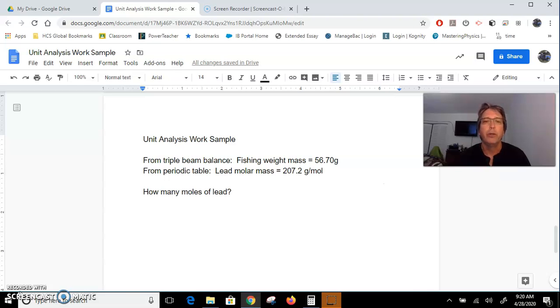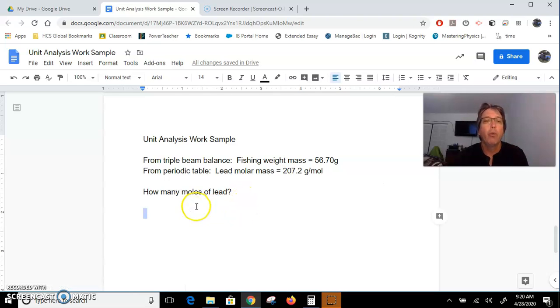So the first thing we're going to do is look at this little lead fishing weight right here. And we're going to see what we can figure out about it. I have put it on a triple beam balance, and as you can see on my screen here, the fishing weight's mass is 56.70 grams. And I've gone over to the periodic table, the same one that's included in your assignments in the past, and found out that lead has a mass of 207.2 grams for a mole of lead. So our question: how many moles of lead do I have right here in my hand?